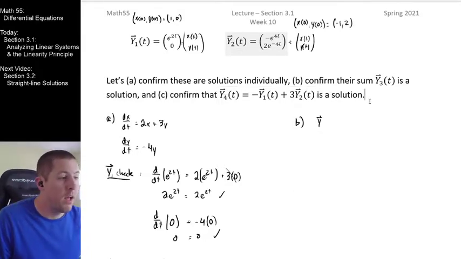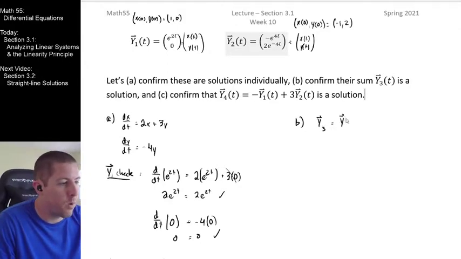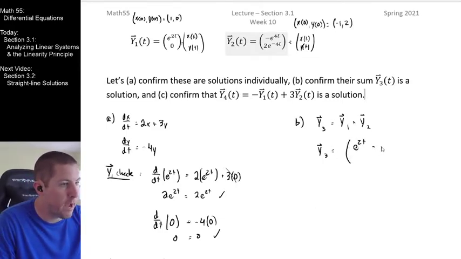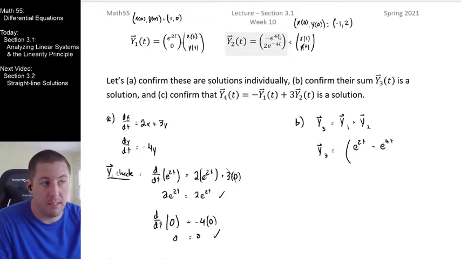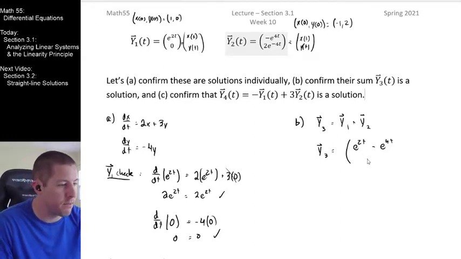There, cool. Confirm that their sum y3 is a solution. So I'm going to say that y3 is y1 plus y2. So that means to me that y3 is actually the sum of each of these. So it looks like what I'm really going to get is e to the 2t minus e to the 4t as my x equation. I added together the two x parts. I'm also going to add together the two y parts, but one of them is 0, so nothing exciting there. Just 2e to the negative 4t.